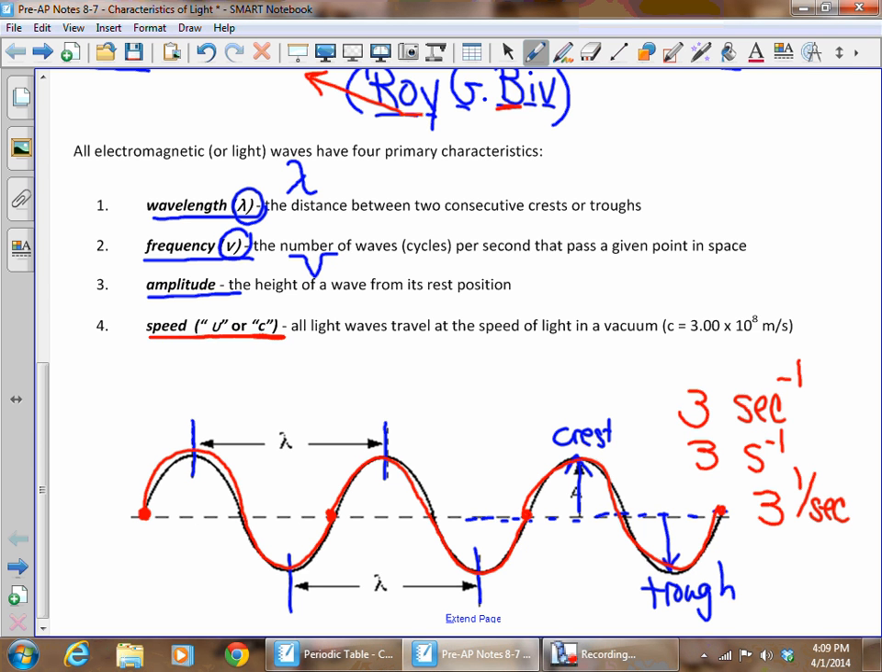We also know that the speed of an electromagnetic wave is the same for all types of electromagnetic waves. If they're in a vacuum, it's a constant c, and that constant is 3.00 times 10 to the 8th meters per second. So radio waves, light waves, gamma rays, all of those have the same speed of light in the same medium. And again, in a vacuum it would be 3 times 10 to the 8th meters per second.